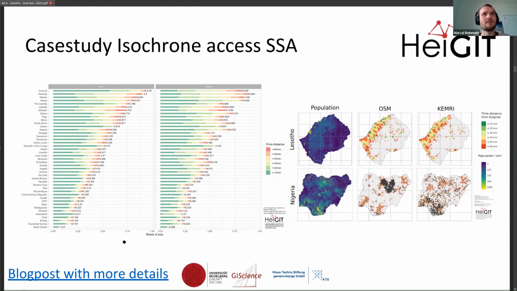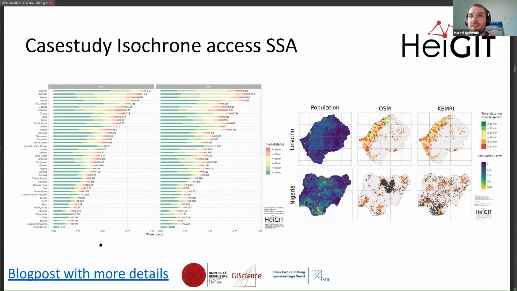So we see Burundi performs fairly well in both data sets. Especially in OpenStreetMap, we see that more than 50% of the population is reached within the first 10 minutes. And that might be a bit suspicious for some of you. That's probably because of the underlying data, because there are many hospitals in OpenStreetMap, and probably most of them are not really hospitals. Most of them most likely are, or I assume they are more like health outposts, dispensaries, or health centers.